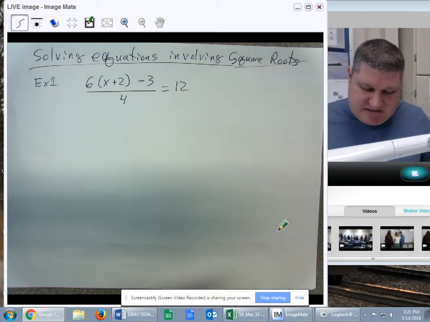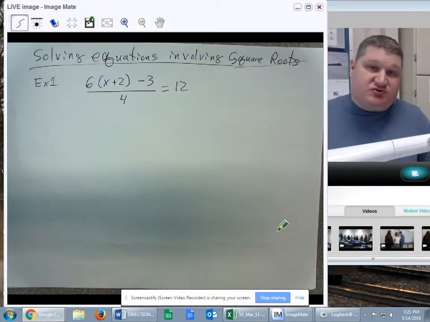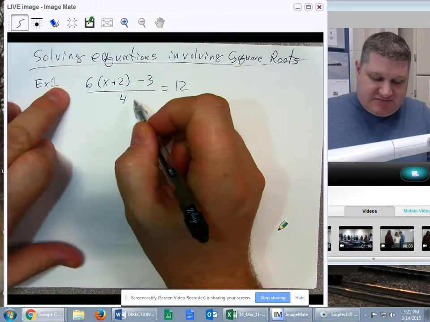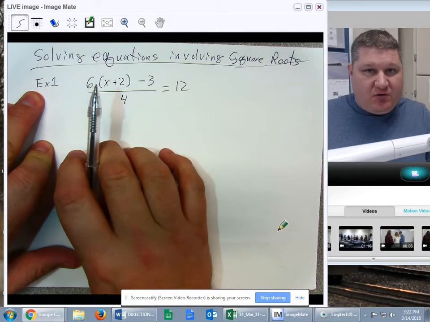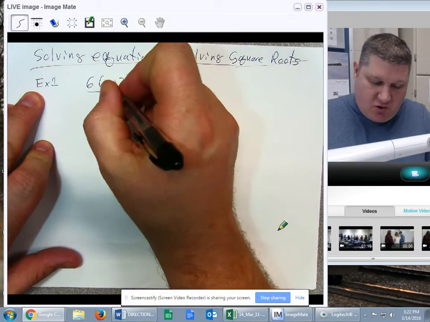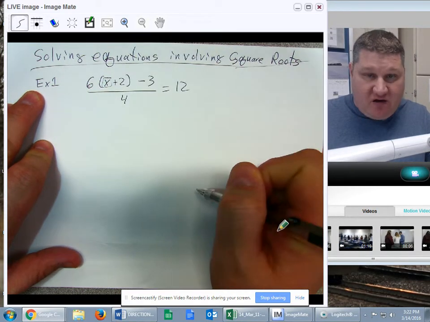Okay, ladies and gentlemen, let's take a look at solving equations involving square roots. But to do that, let's actually solve one that doesn't have a square root in it. Let's start with something like this. Quite a bit of stuff going on here, but it's not that big a deal. We're just going to work our way down to where we get x by itself.